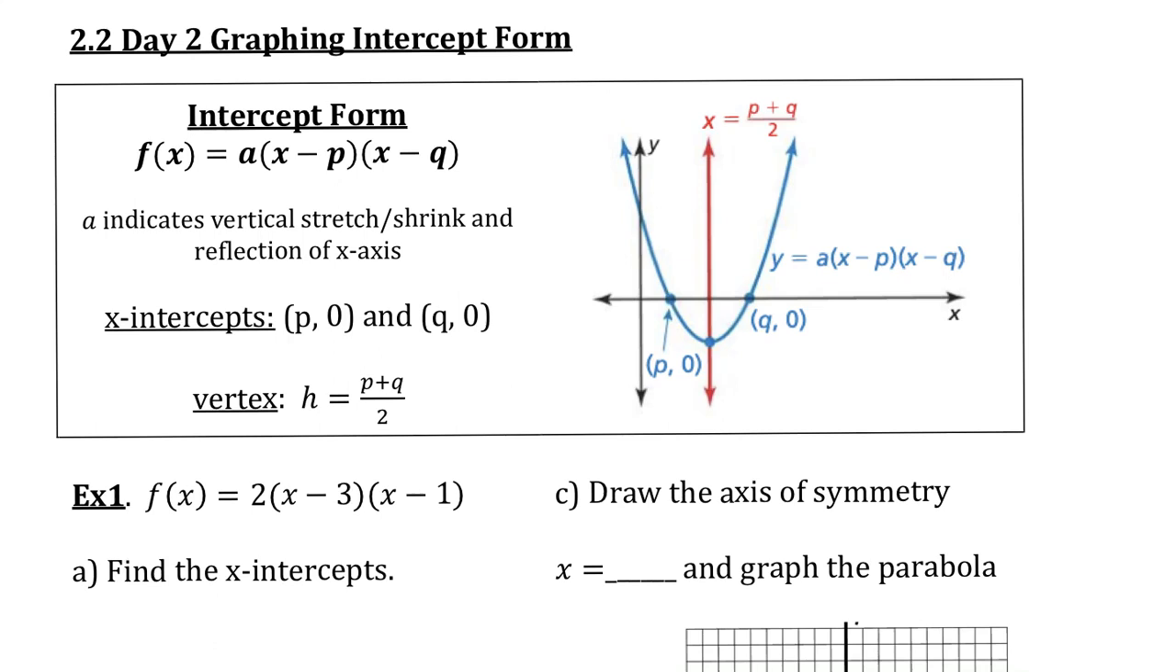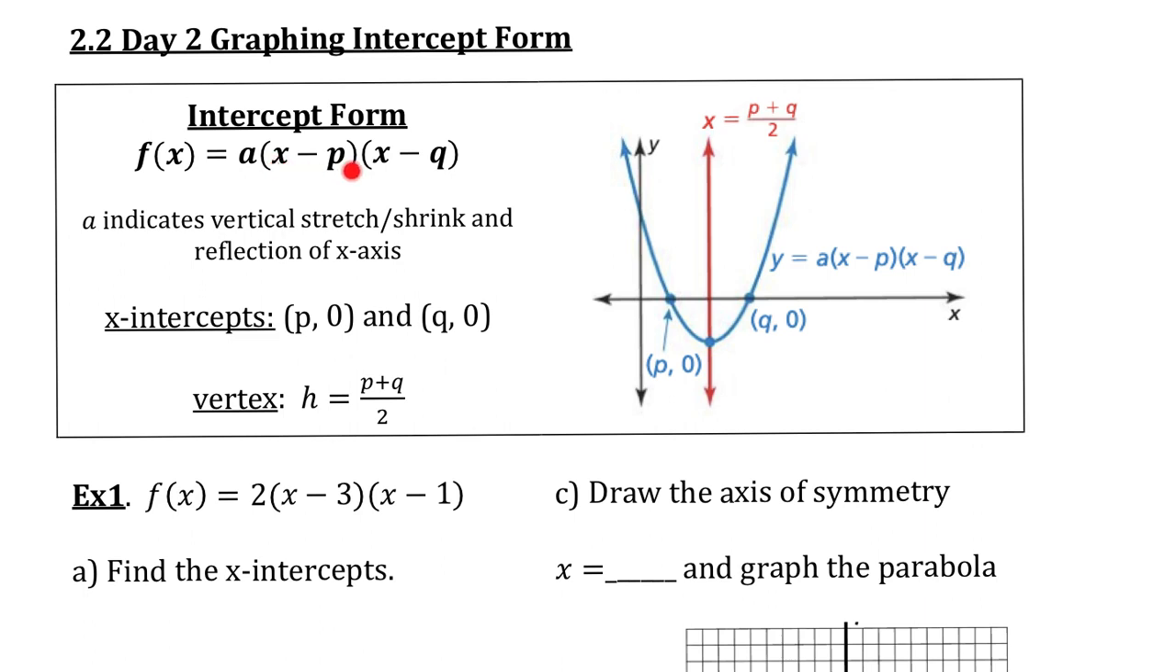Okay, the next format for graphing parabolas is intercept form. We did vertex form, we did standard form. So this is called intercept form. Now it's called intercept form because they give it to you in a factored format, which makes it really easy to find the x-intercepts. Okay, there's an a in the front, and that still indicates a vertical stretch, a shrink, or a reflection over the x-axis, which is always a good way to check your answer.